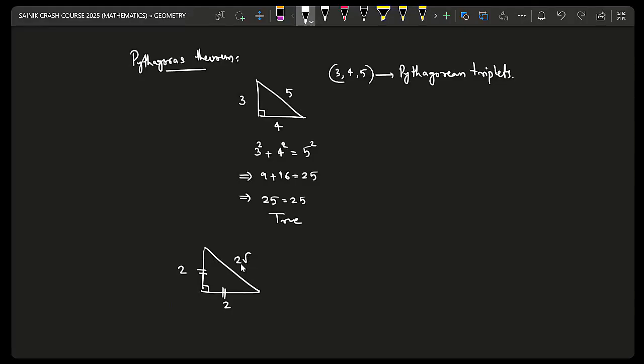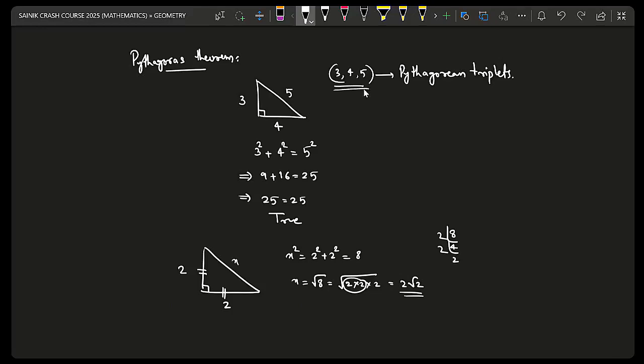But if you want the proof, just call it x. Then apply Pythagoras theorem: hypotenuse square is equal to side square plus side square. 4 plus 4 is 8. So we get x is equal to root 8. 8 you can prime factorize: 2, 4, 2, 2. So square root of 2 into 2 into 2. This is coming in pairs, so you can write outside the root. So it is 2 root 2, right? Yes, sir. But we don't call it a Pythagorean triplet because 2 root 2 is not an integer. We want all integers, then only it is a Pythagorean triplet.